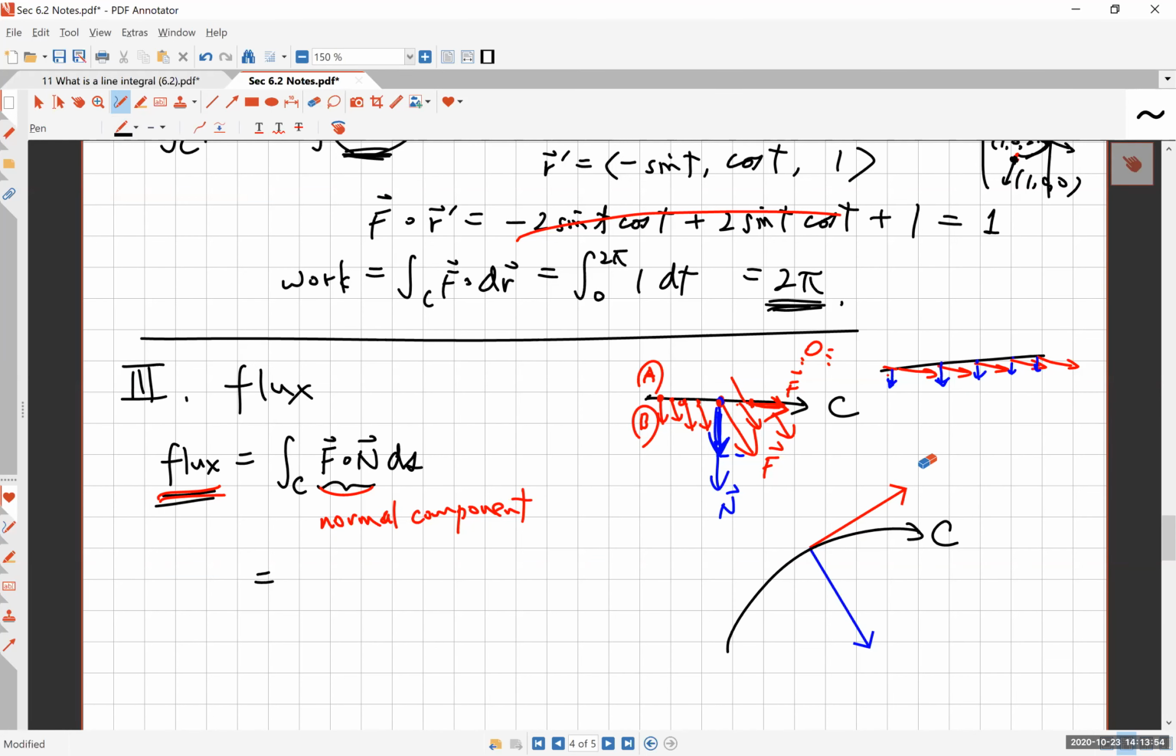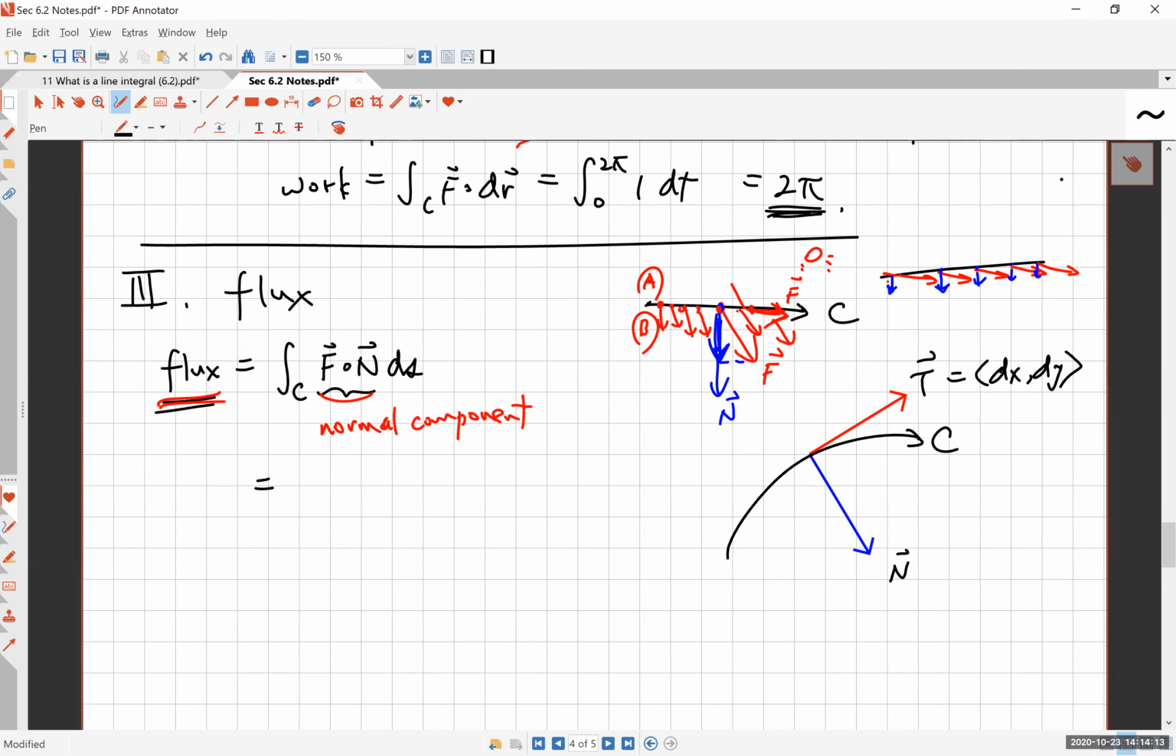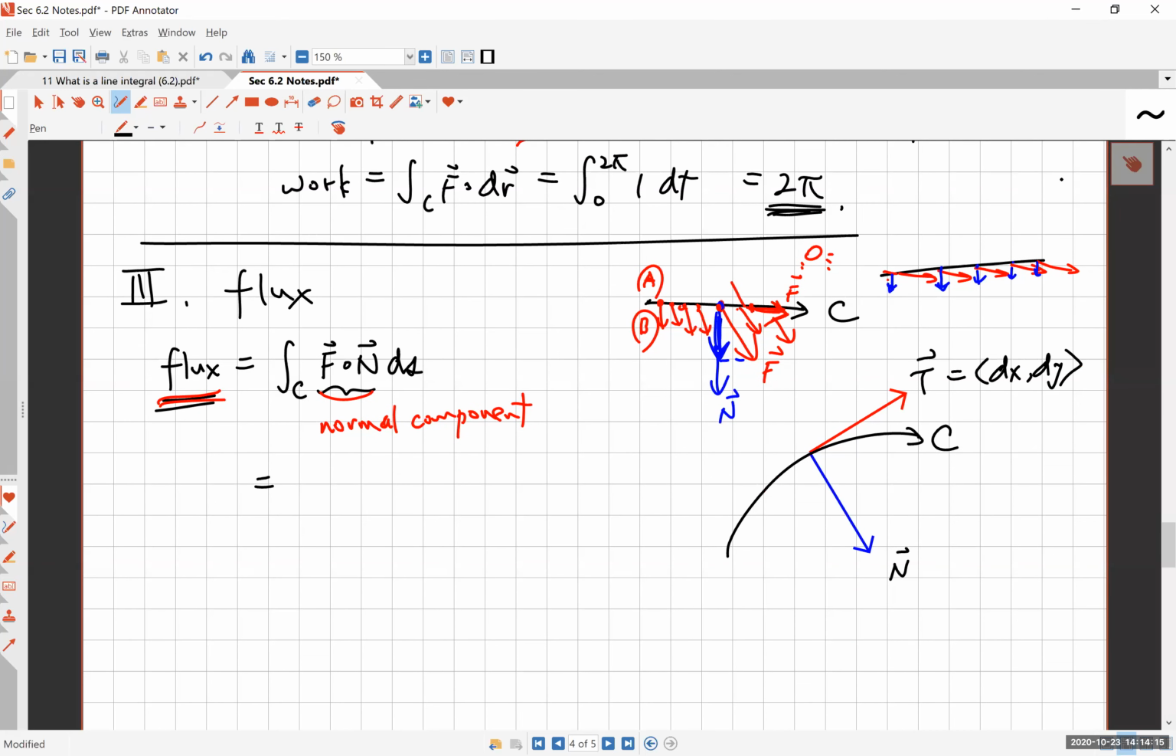All right, so the tangential component goes along the tangent. So this is capital T and this is capital N, right? Now, let's say this is dx, dy. It's basically this times dt, okay? That's what it is. All right, so that's the tangential component. Let's say, just for the sake of illustration, this is 3, 2.